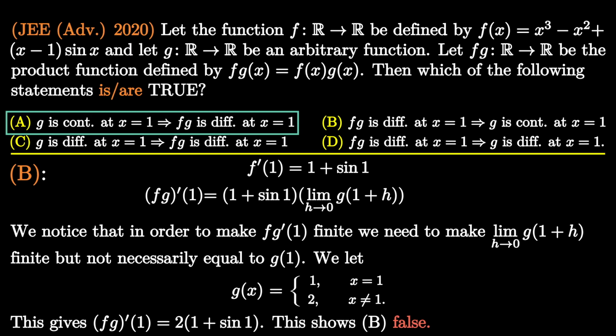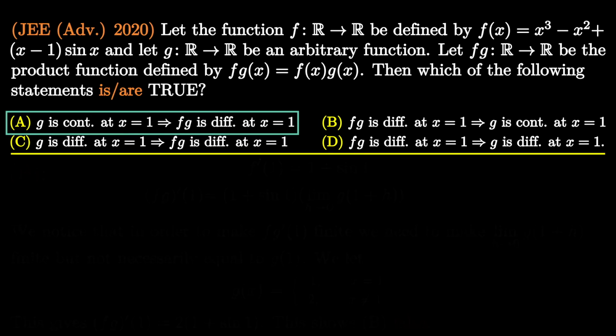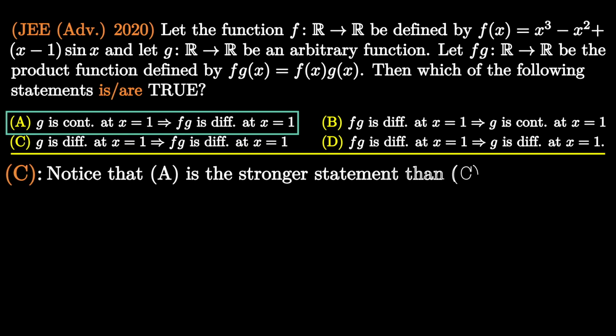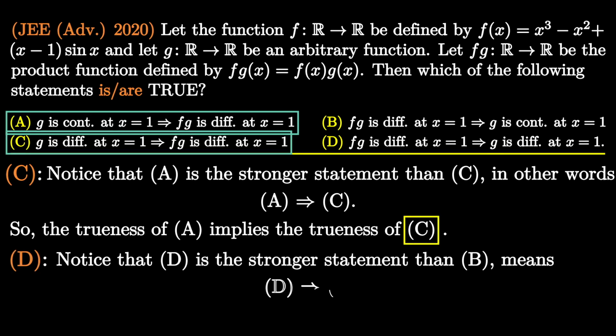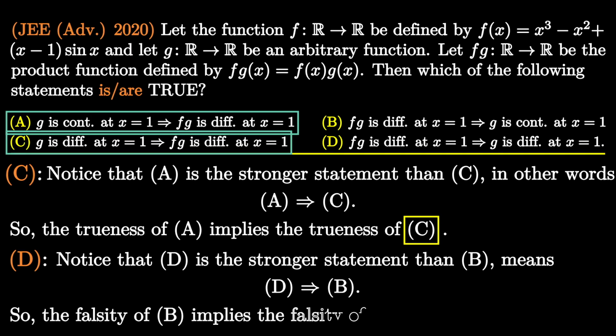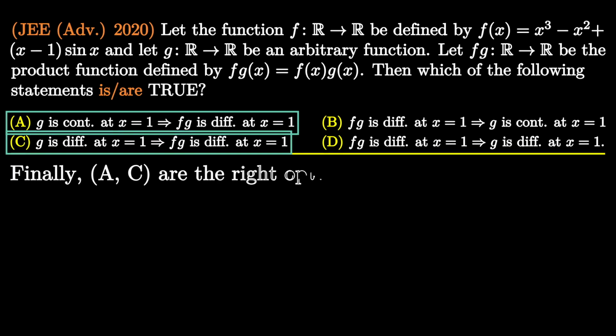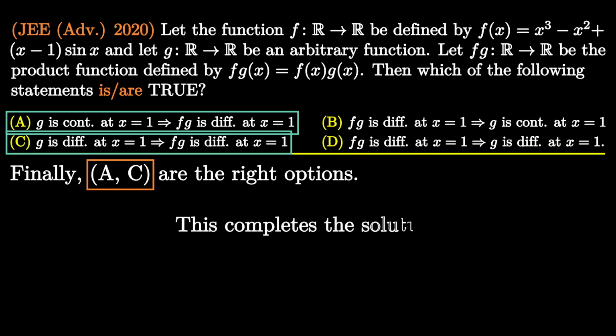Once we are done with the first two options, the remaining two options are easy to deal with. We noticed that the statement in option A is stronger than in option C. It means the trueness of A implies the trueness of C. Also notice that the statement in option B is weaker than in option D. So the falsity of B implies the falsity of D. Finally, we conclude that the correct options are A and C. This completes the solution.